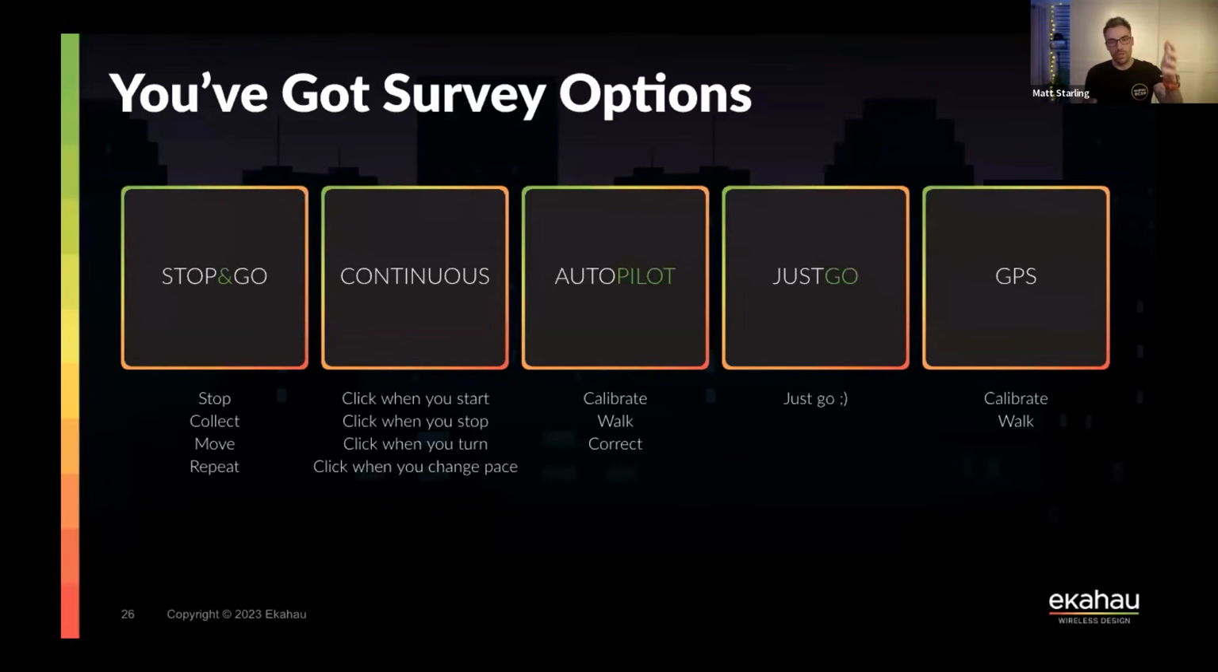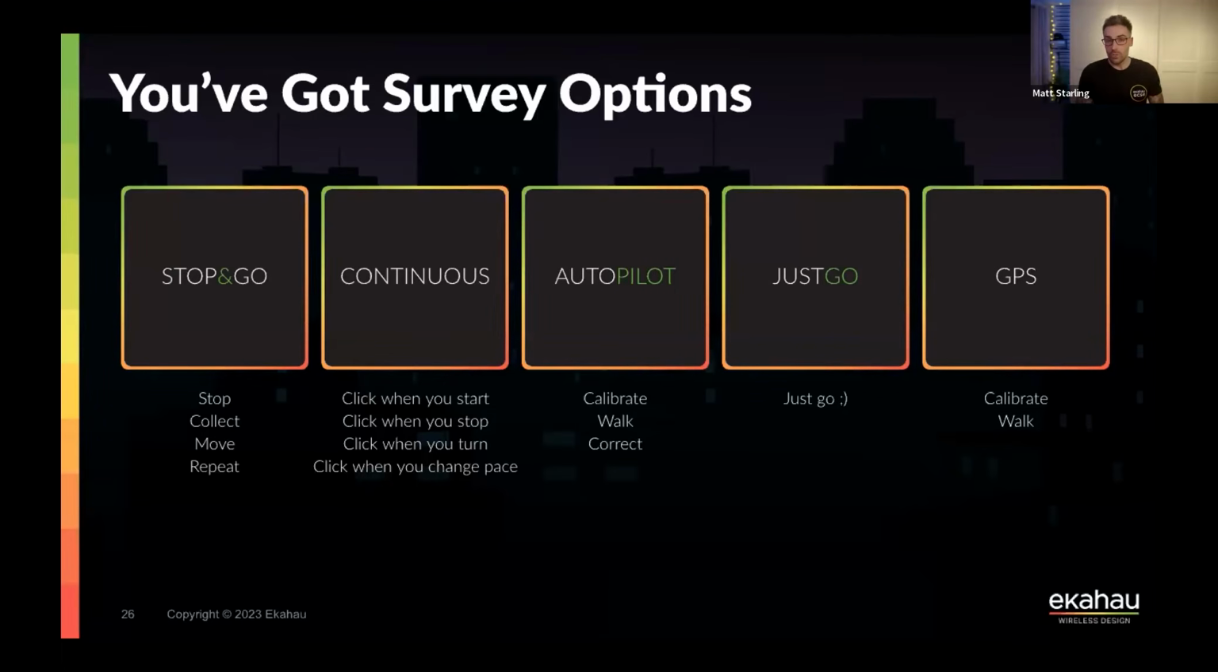We have Stop and Go, which you use when you're on the map: you go to a position on the map and click, wait for a period of time, 5 seconds or however long you want it to be, and move on to the next location. And we also have the continuous survey method, where you'll be constantly tapping on the map, either clicking or with your pen or pencil or finger, to click when you start, click when you turn, click when you stop, and then click when you change pace.